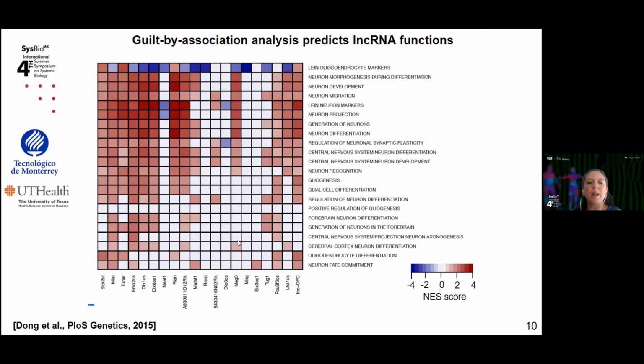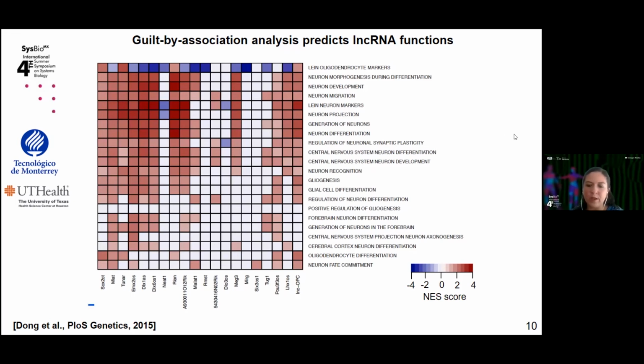So by making that analysis, we were able to see that the highly expressed lncRNAs in these brain cells were related to brain functions like gliogenesis, neurogenesis, neuron migration, synapses, axon, and so on.